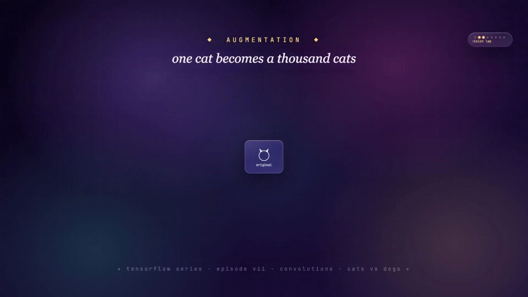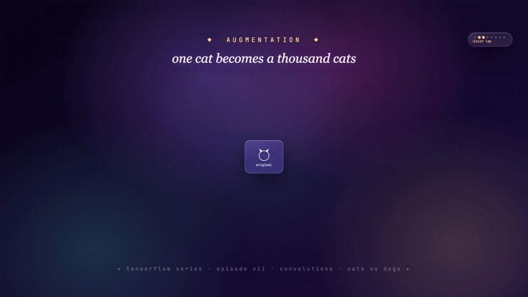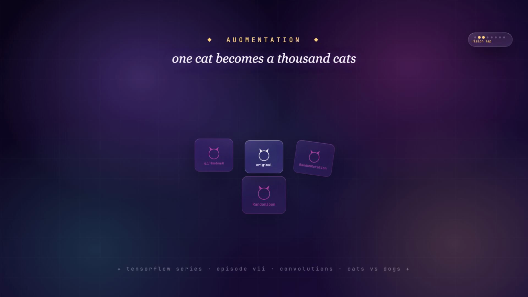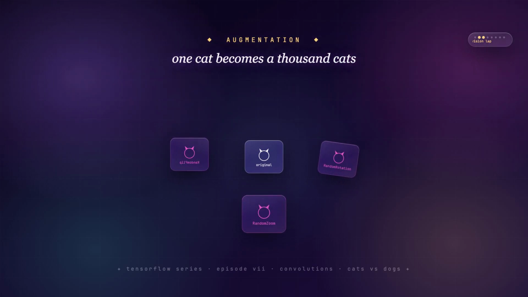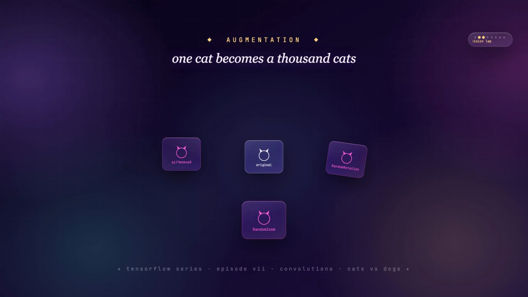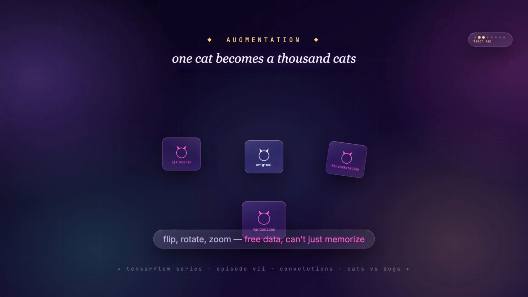There's one more trick, and it's almost cheating. We only have so many photos, and we learned last time that too little data means overfitting. So we fake more. Every time the network sees a training image, we randomly flip it, rotate it a little, zoom in a touch. The cat is still a cat, but now it's 1,000 slightly different cats, free data, and a model that refuses to memorize.